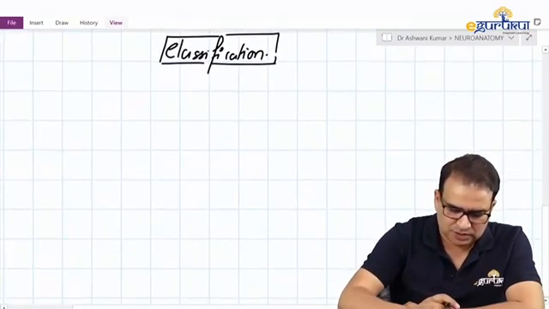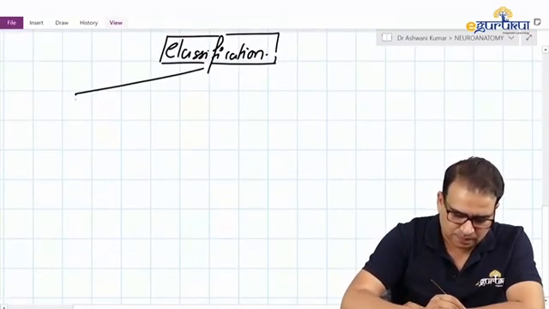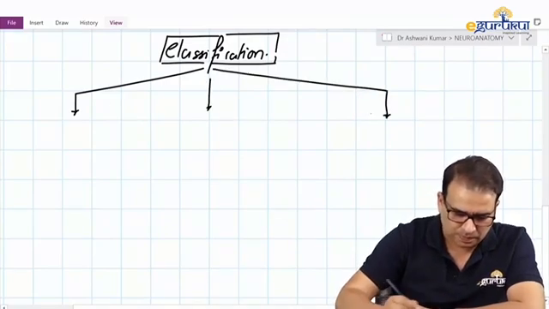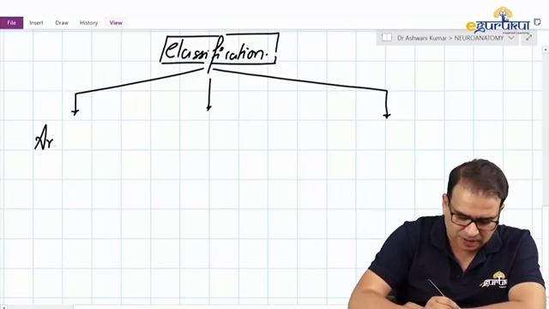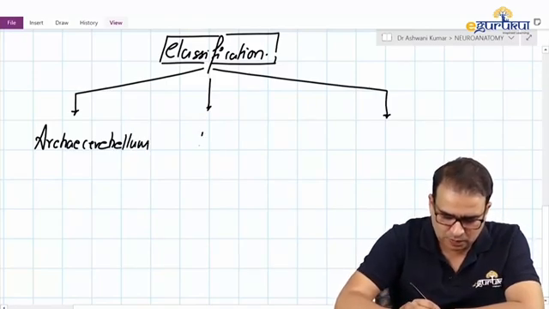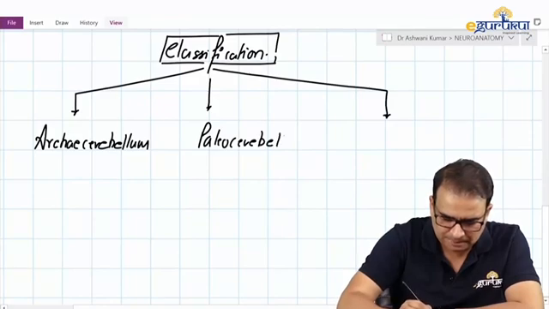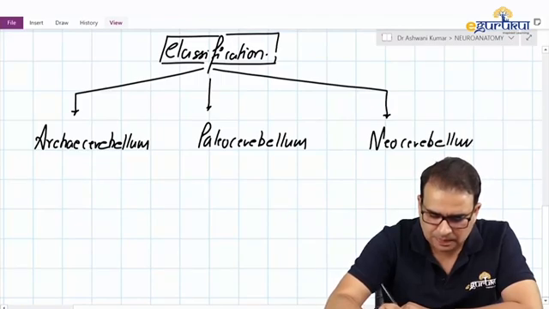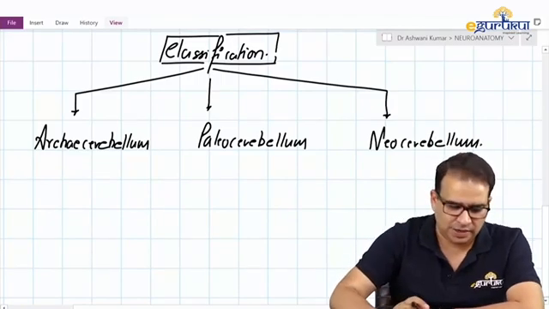So here we go. We said we can divide it in three parts. We've got the archicerebellum, the paleocerebellum, and then we have the neocerebellum. Archi, paleo, and neocerebellum.